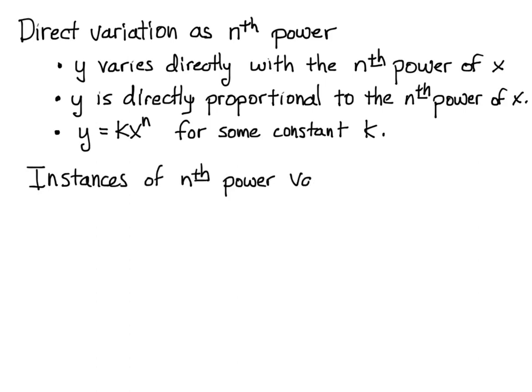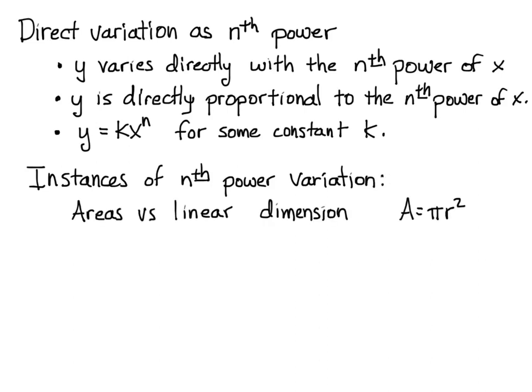Okay, so when does this arise? Some examples of this kind of nth power variation. We have area versus a linear dimension, like the formula for the area of a circle, which is area equals pi r squared. And in this case, k is actually pi, right? k is that proportionality constant. So we say that the area varies with the square of the radius, all right? If we're trying to compare areas, it's not even important to know what pi is, but just to understand that relationship.